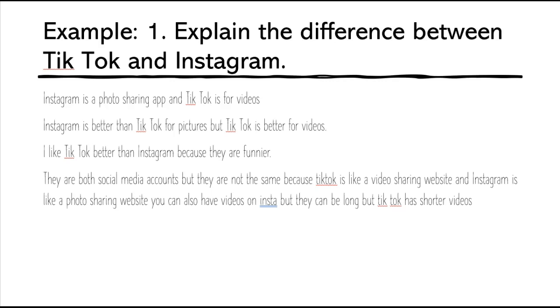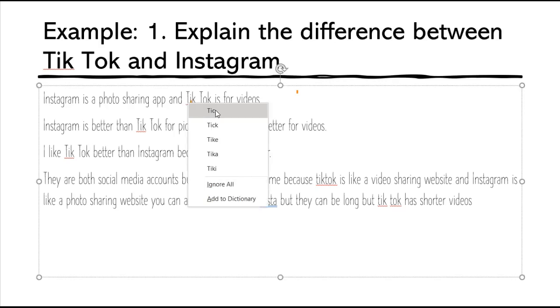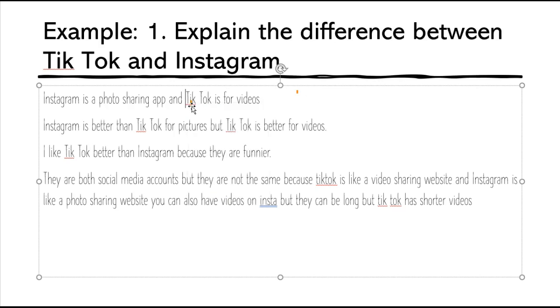Instagram is a photo sharing app and TikTok is for videos. And if you take a look, TikTok, the T-I-K, is underlined in red. And if I actually click on it, it will actually tell me what's wrong with it. So hang on one sec. Oh, I've got my drawing tool on. So it gives me suggestions, and we know that TikTok is spelled that way because it's a brand name, so we don't really have to worry about that it's misspelled.